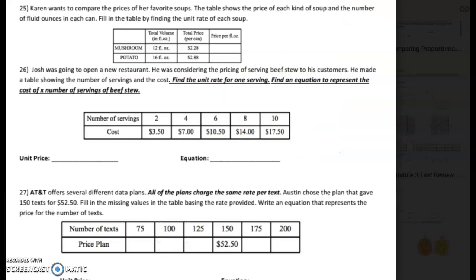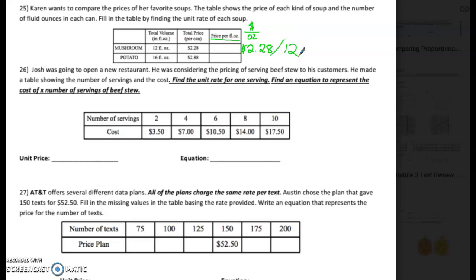Okay, so now looking at unit rates in some different situations. Remember that when we're talking unit rate and slope, those two things are really the same thing. So number 25, we want to compare the prices, and we want to fill in the price per fluid ounce. That means the price, how much it costs, over the number of ounces. So if we look at the mushroom soup, it is $2.28 for the price over 12.